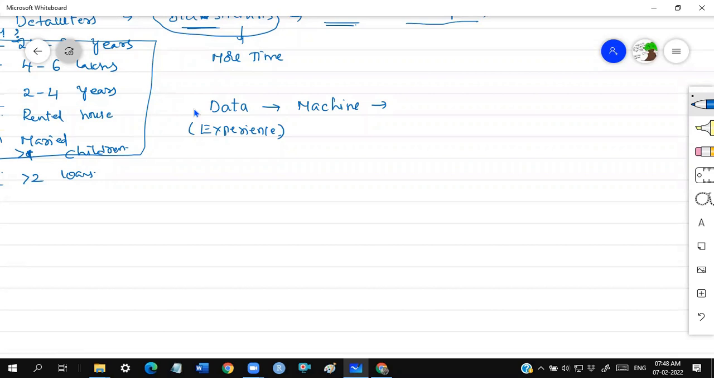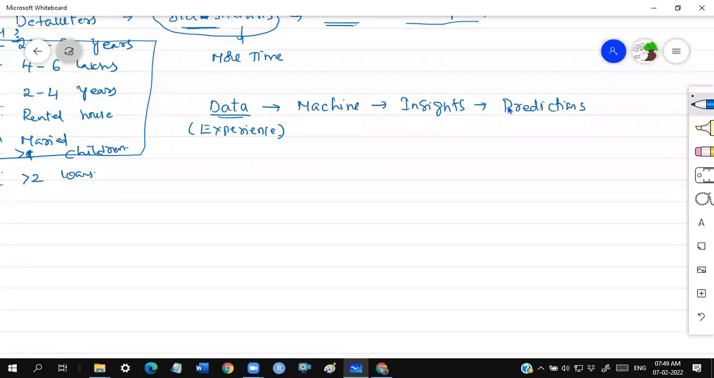Some structured format of data should be given to us. The machine says that we'll understand this data and learn from it. Whatever has been learned, we call them insights. These insights can be used for prediction purposes. We can make predictions based on this data.